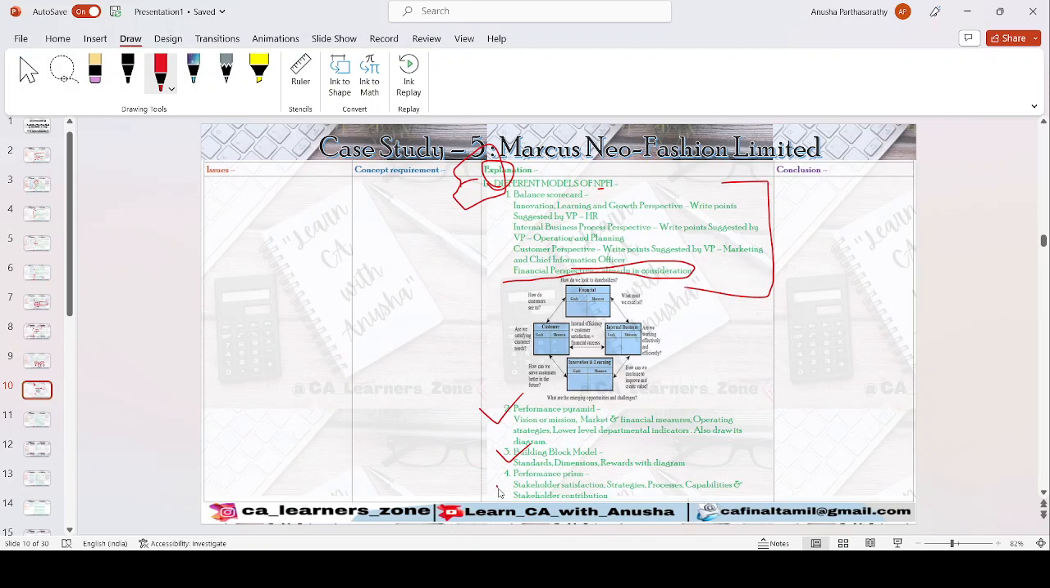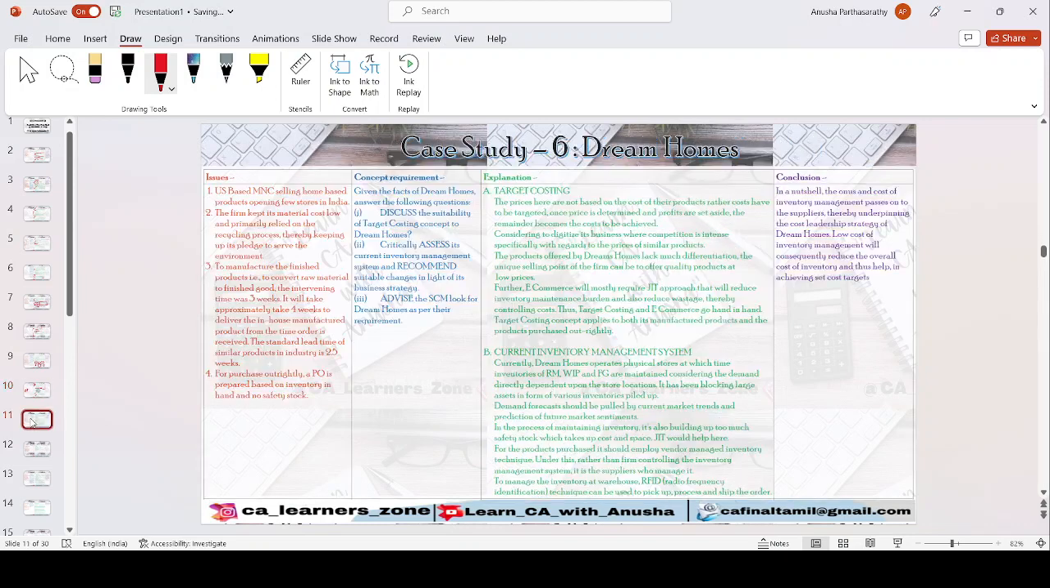And the performance prism: stakeholder satisfaction, strategies, processes, capabilities, and stakeholder contribution. These are the 5 things which form part of the performance prism. Just as a prism takes light from different sources and gives it as one, this is going to happen here. Then target costing for case number 6. Target costing means I have the price, then remove the profit component, and that would be my target cost. That is what is going to be told here.